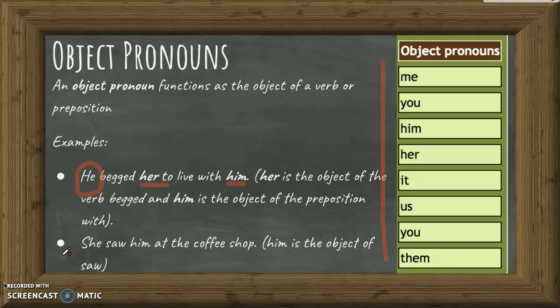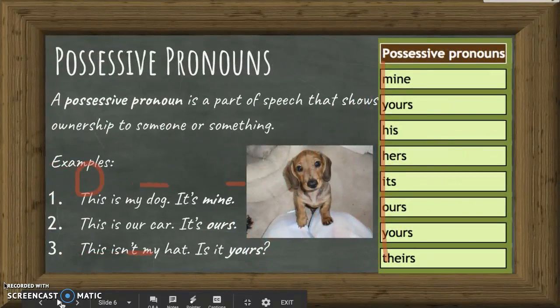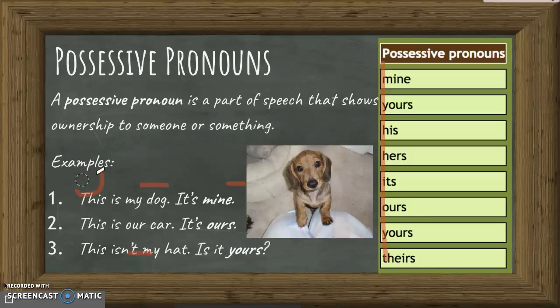All right, next example: she saw him at the coffee shop. So him is the object of saw. So him is the object pronoun. And right here you can see me, you, him, her, and so on. Those are some other examples of object pronouns. All right, let's erase this.